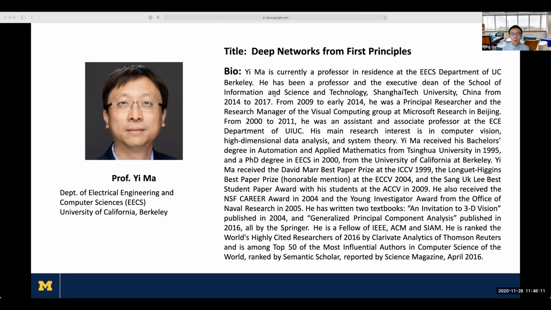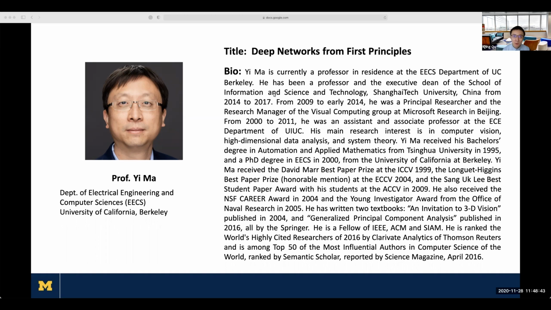Okay, our final talk of this morning is from Professor Ima at the UC Berkeley ECS department. Professor Ima is a renowned and very influential researcher in computer vision and machine learning, where his work on computer vision has won a couple of awards, such as the Marr Prize at ICCV, and other awards at ECCV and ACCV. Professor Ima is a fellow of several organizations, such as IEEE Fellow, Fellow of ACM, and Fellow of SIAM.